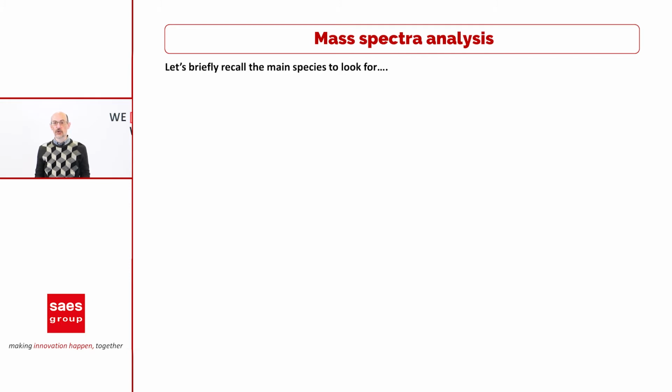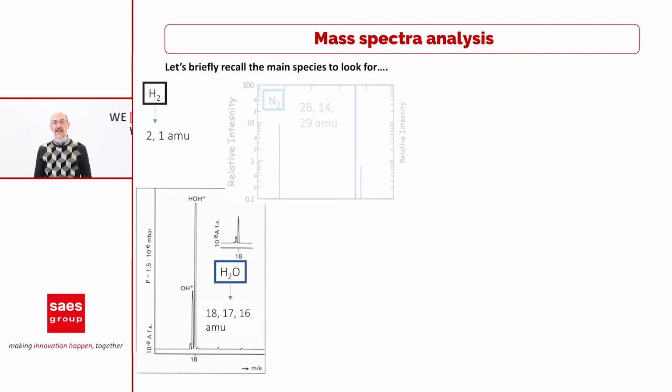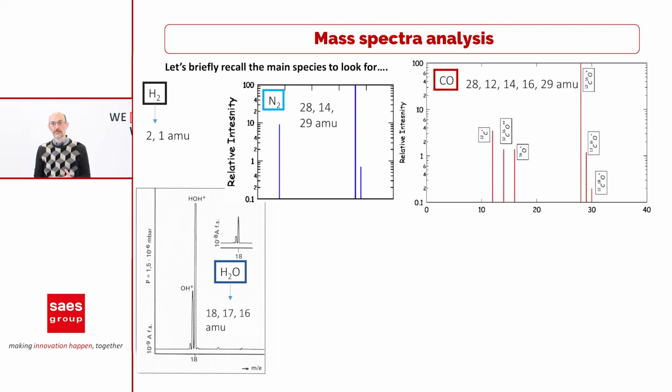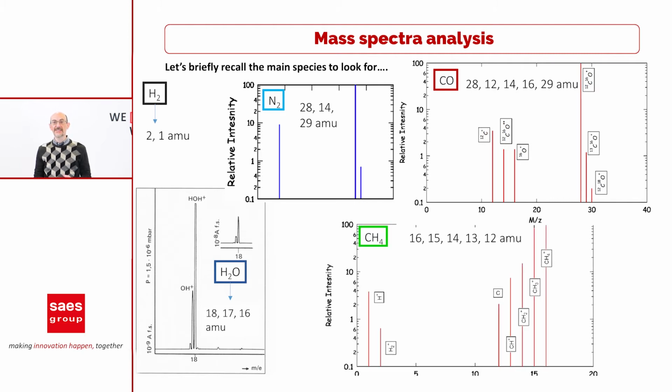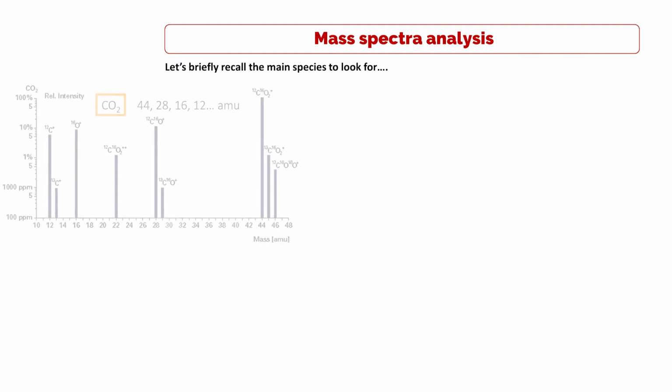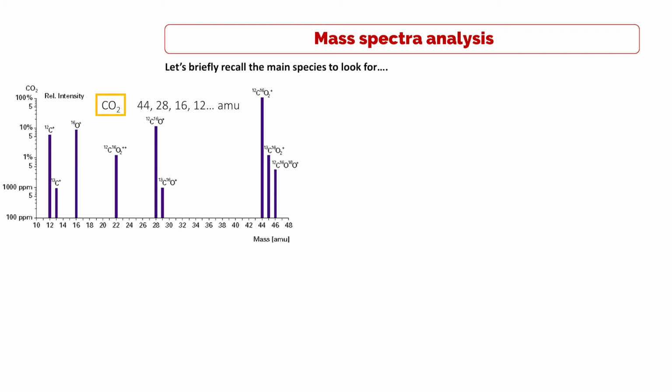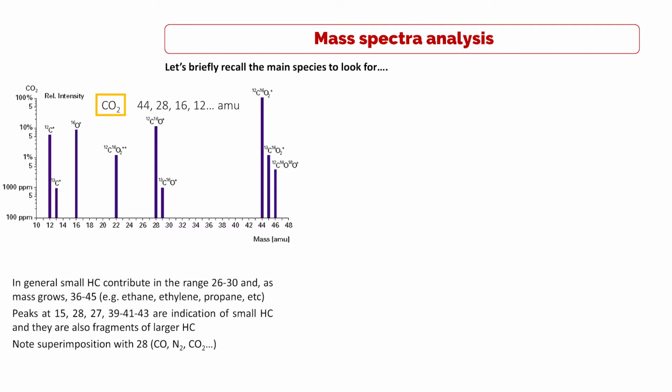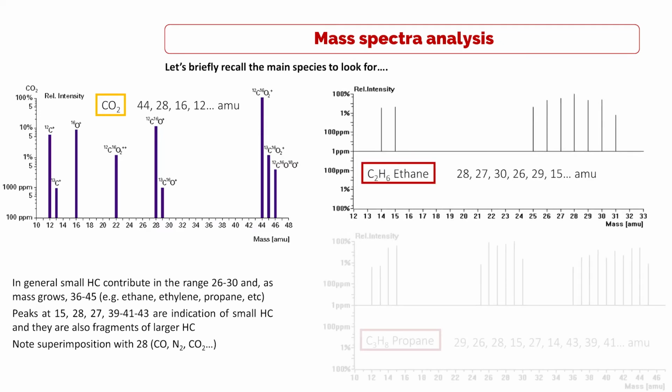Let's briefly recall the patterns of the main species to look for. We have hydrogen and water, then nitrogen, CO, whose main peak is the same as nitrogen, then methane, with its characteristic triplet 16, 15 and 14. Then we have CO2 and small hydrocarbons, which contribute in the range 26 to 30, then with growing mass between 36 and 45, like ethane, ethylene and propane.